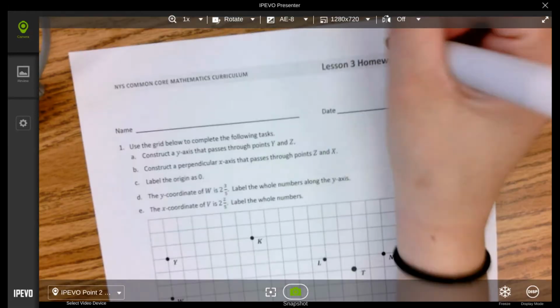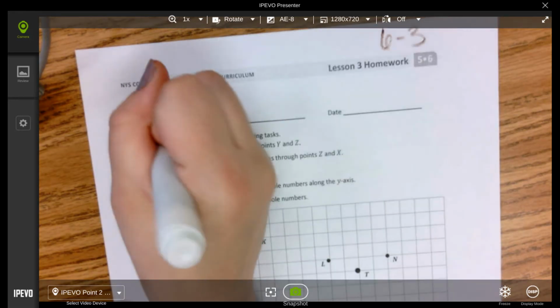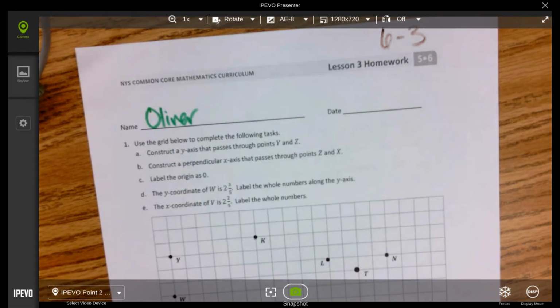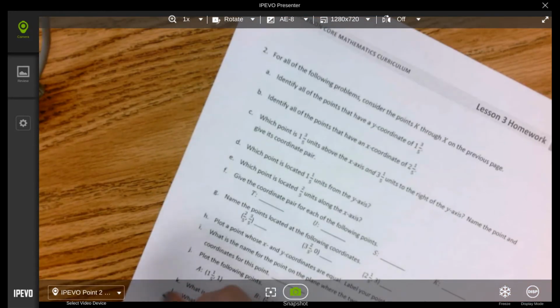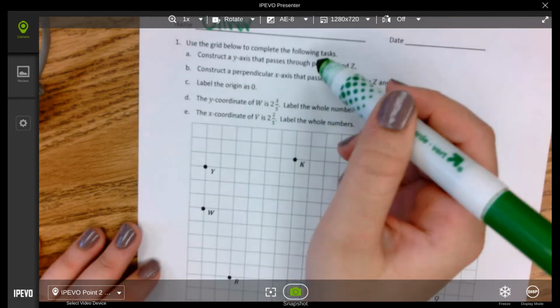This is the 6-3 homework video. We always start by putting our name on the top. All right, so you need to do everything except for letter M on the back. No M. All right, so if we look at this, use the grid below to complete the following tasks.